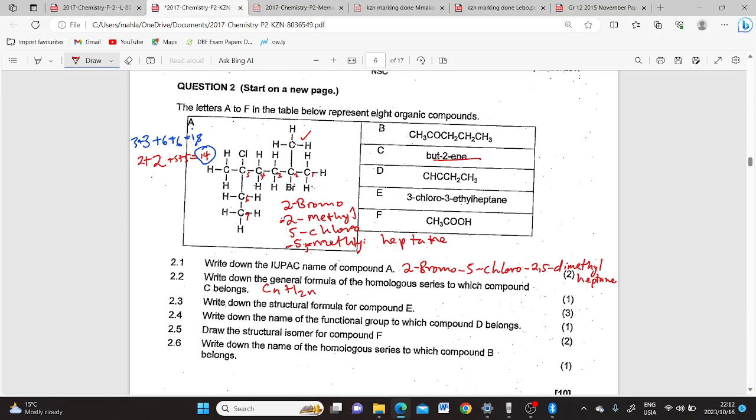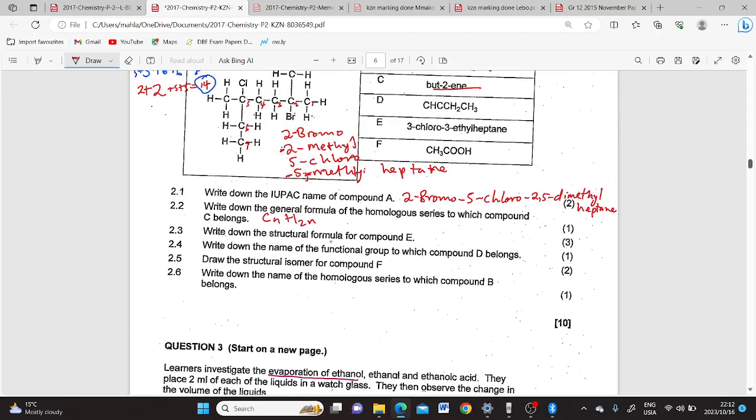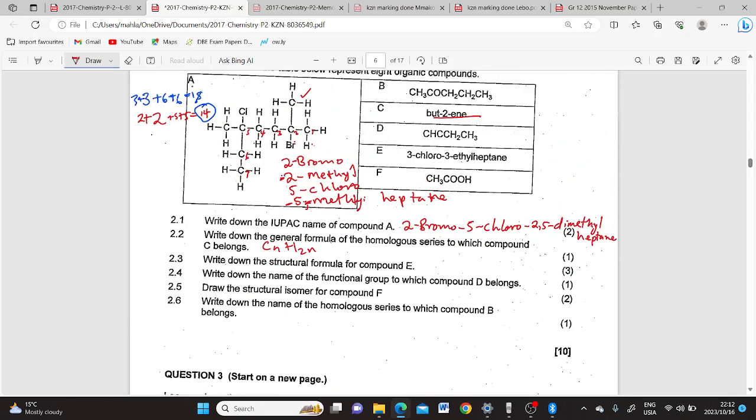Write down the structural formulae for compound E. Compound E structural formulae here. Let's just insert it here. So let's start by the parent name. This is compound E. Parent name is heptane. So we're going to have 7 carbons. 1, 2, 3, 4, 5, 6, 7.